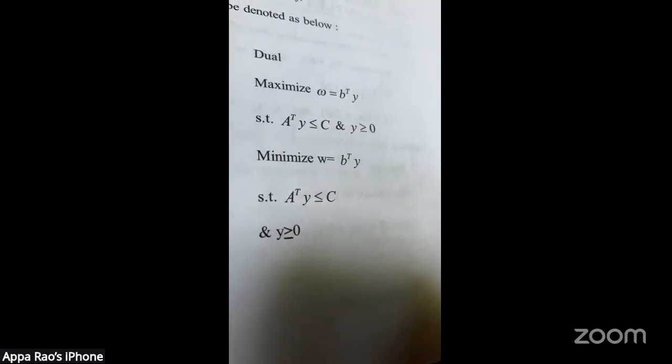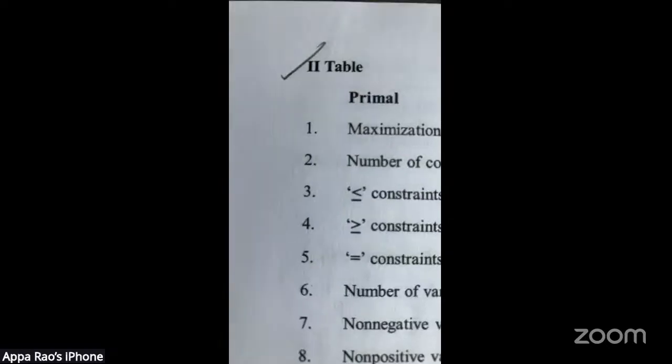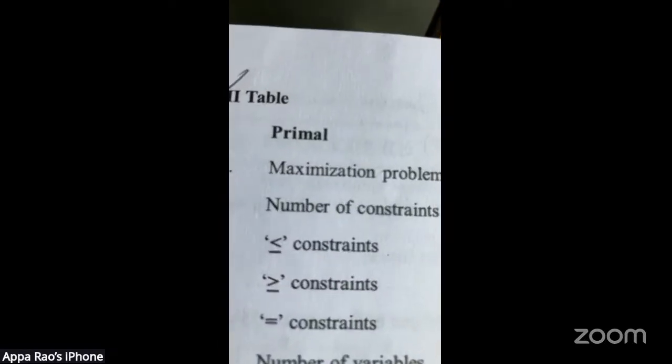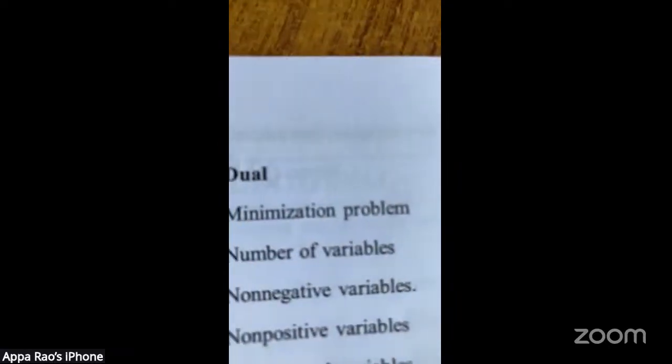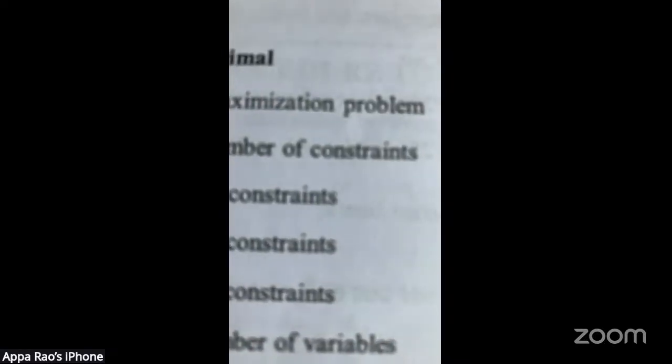Such that Ax equal to b and x greater than or equal to 0, such that A transpose y less than or equal to c and y greater than or equal to 0. So table 2. Suppose in primal there is a maximization problem, in dual it becomes a minimization problem. Keep in mind, if primal is maximization, dual is minimization.